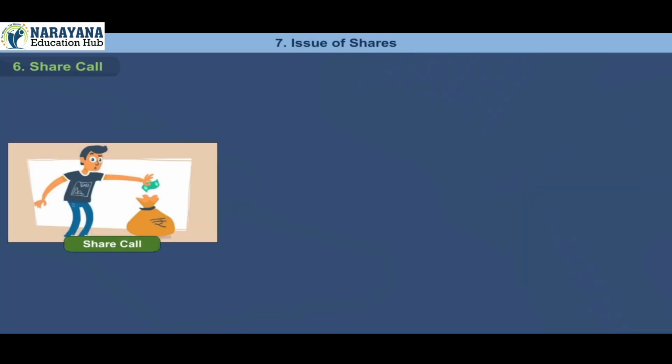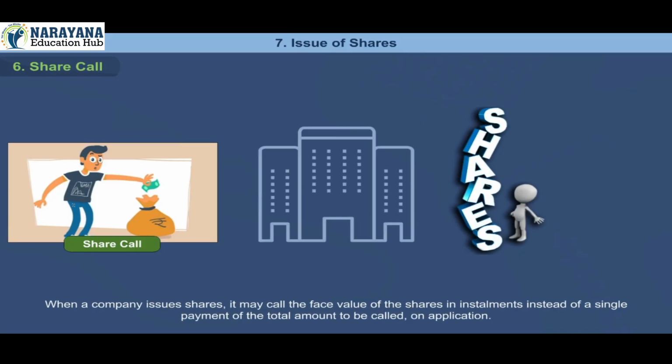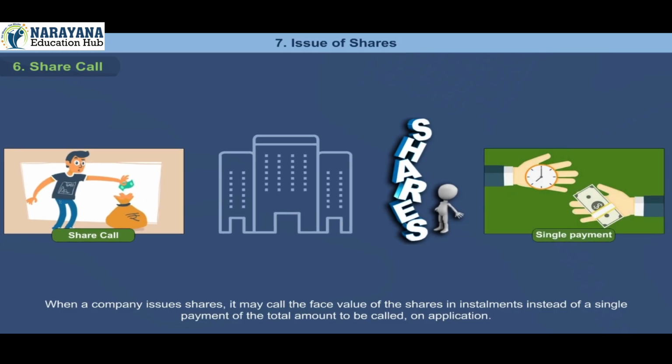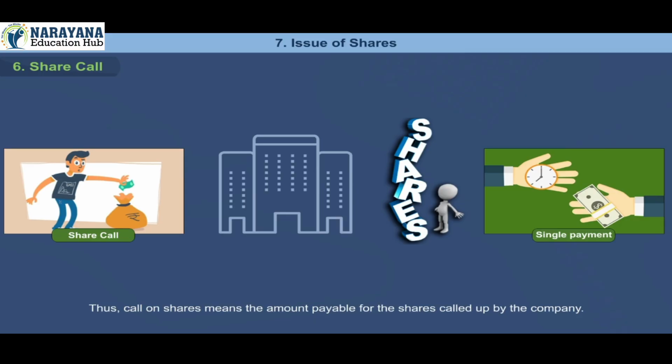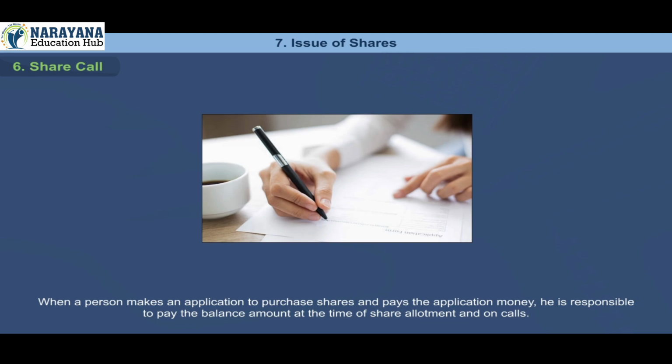6. Share call. When a company issues shares, it may call the face value of the shares in installments instead of a single payment of the total amount to be called on application. Thus, call on shares means the amount payable for the shares called up by the company. When a person makes an application to purchase shares and pays the application money, he is responsible to pay the balance amount at the time of share allotment and on calls.